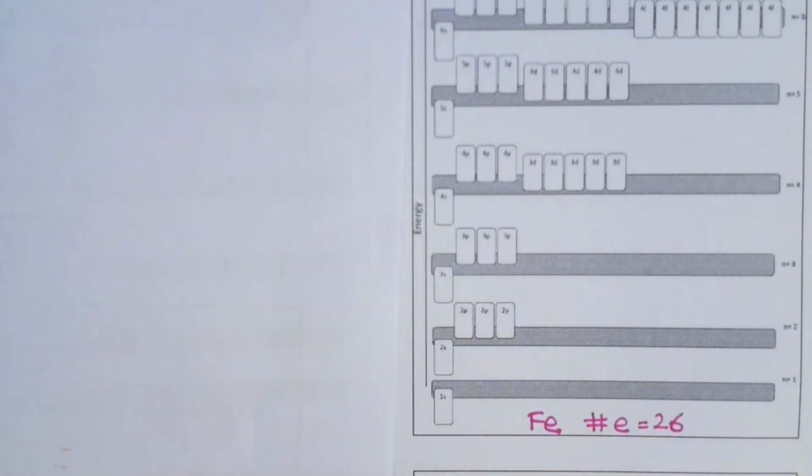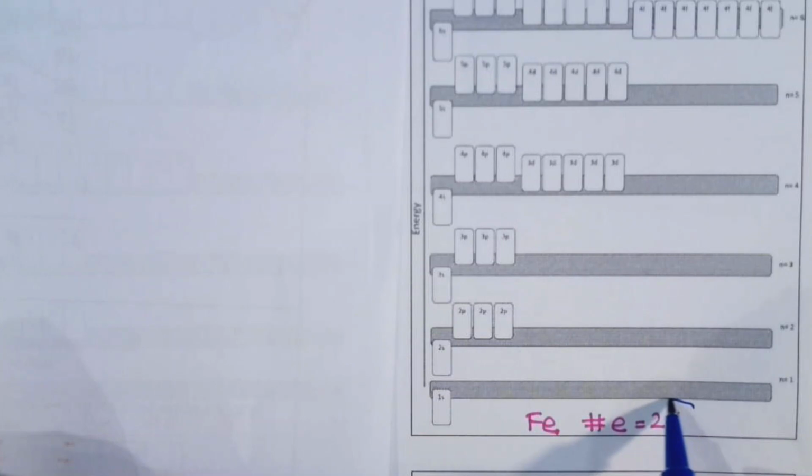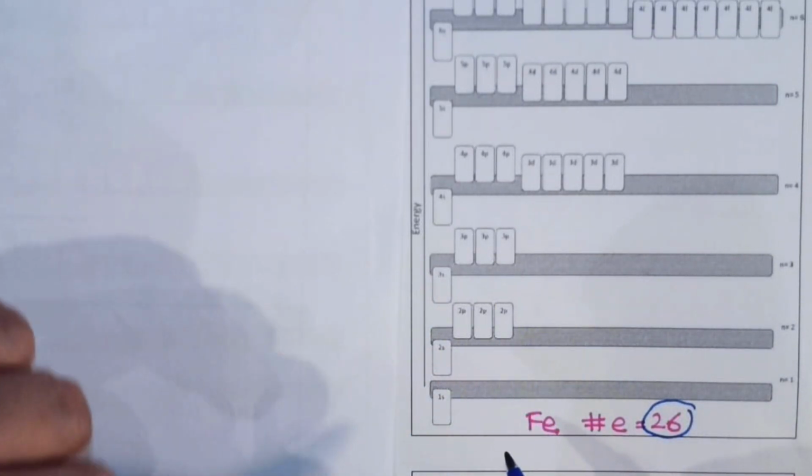Hello everyone. We are going to practice writing electron configurations and filling in the orbital diagram for the electrons in an atom. So the first example that we are going to do is iron, which has atomic number 26 and it has 26 electrons. So let's fill these 26 electrons in that orbital diagram, right?